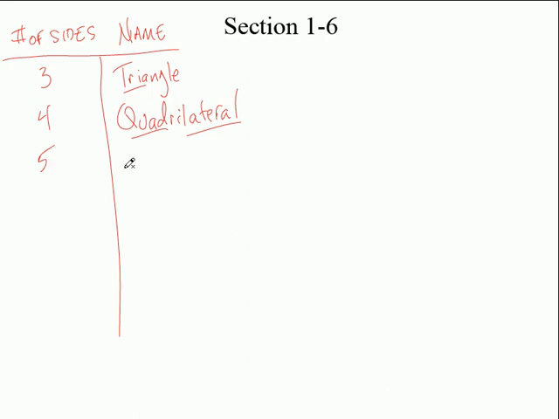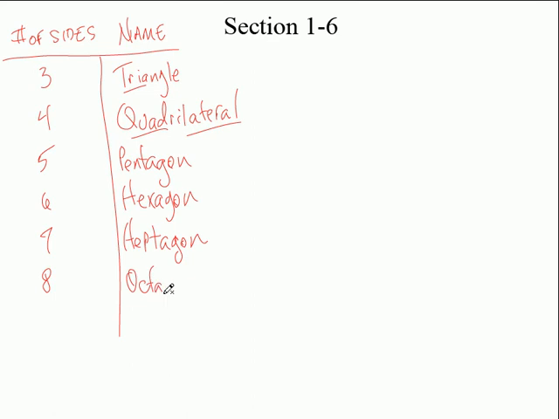So what about 5 sides? You already said this earlier. It's a pentagon, because penta means 5. 6 is a hexagon. 7, it's a heptagon is what they call it. Septa is a prefix for 7, but for some reason they call this a heptagon here. 8 is a very common one. It's an octagon. Remember the Octomom? Because she had 8 kids at once.